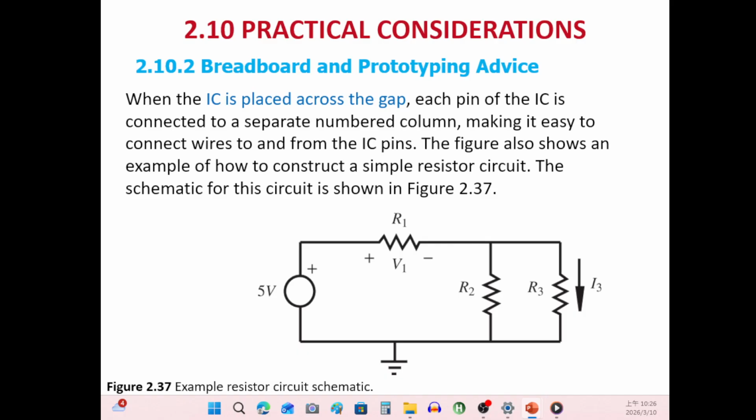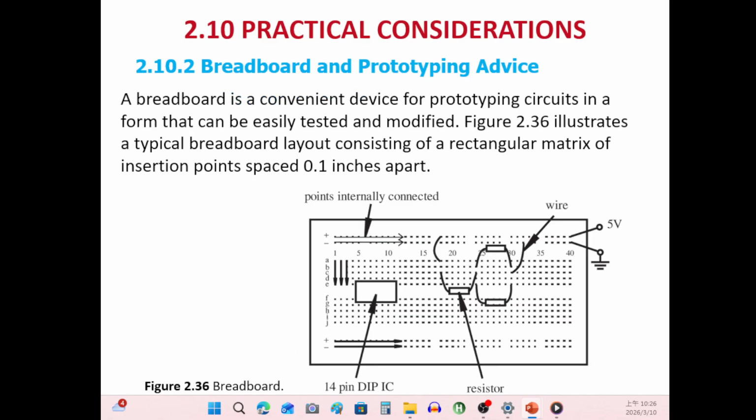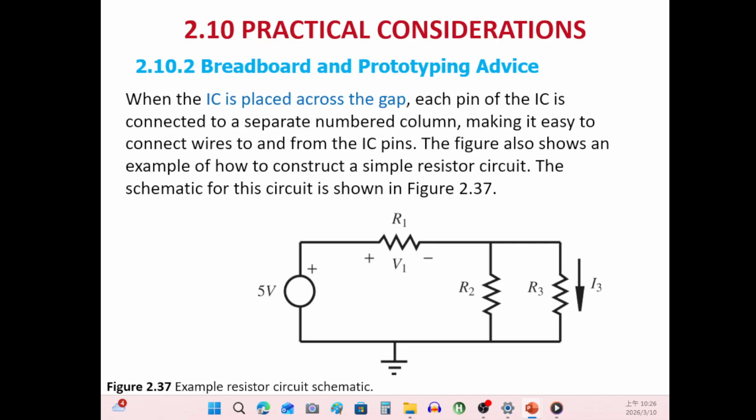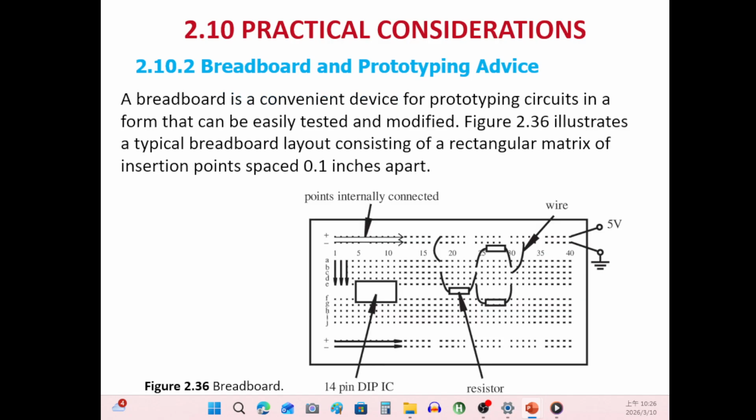We have only 5 volt and the ground. And also we have three resistors, right? R1, R2, and R3. So as you can see, R1 you connect to the positive of the 5 volt, right? So R1, where is R1?